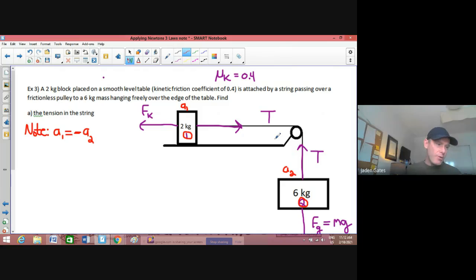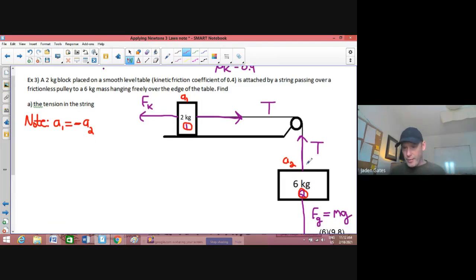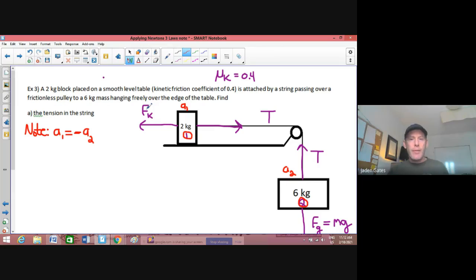Now, here we go. So I've got things set up. I want to find the tension. I found the force of gravity. I need to find this Fk before I get moving on here, the force of friction. And now, again, the force of friction, we just looked at that formula.